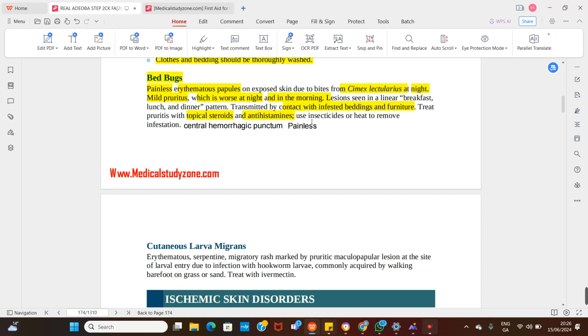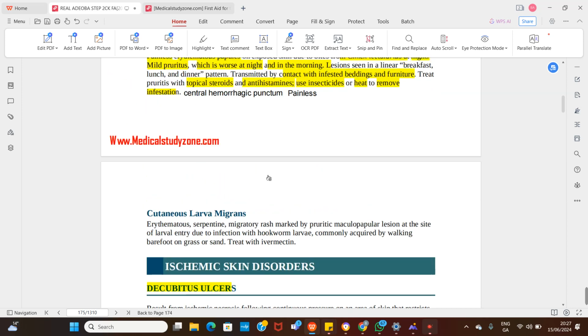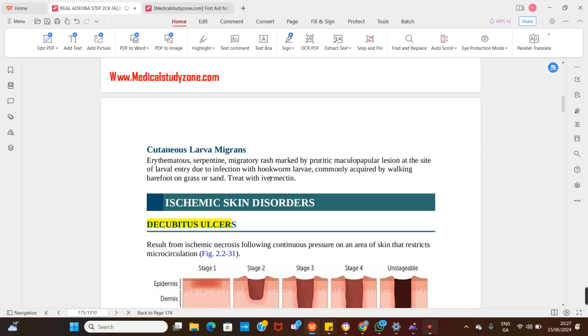You have to apply insecticide to those areas, to the beds and the furniture, spray them with the insecticide, or use heated appliances. So high heat can also be used to eradicate those bed bugs. So don't forget your painless pruritic purpuras with central hemorrhagic punctum keeps it away quickly. And don't forget your topical steroids and your antihistamine, with eradication of the mite with your insecticides and your heat.